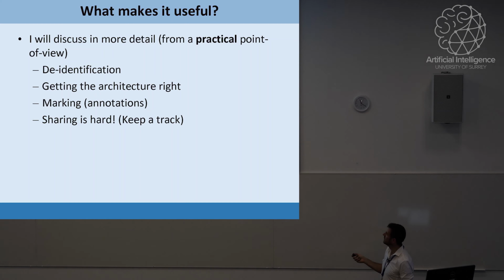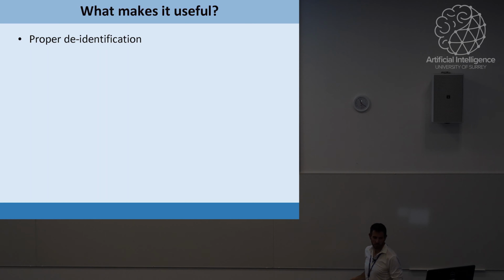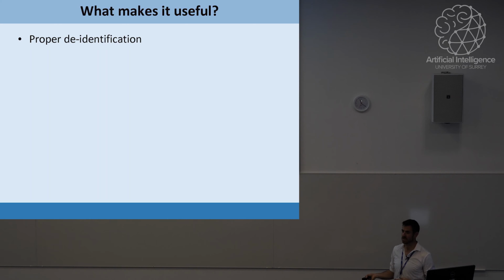So I'm going to focus on de-identification of data. I'm going to focus on getting the architecture right to enable the scaling up of the collection. I'm going to focus on marking, so getting our cases actually annotated, and then talking about the sharing, which is a really important part if this is actually going to be used. So proper de-identification is something that makes our database very useful because it means that we can establish it as a research database and then share it onwards because it's been properly de-identified.